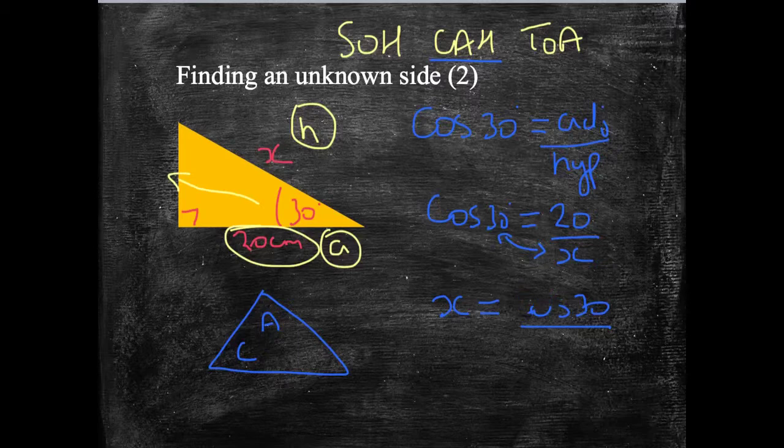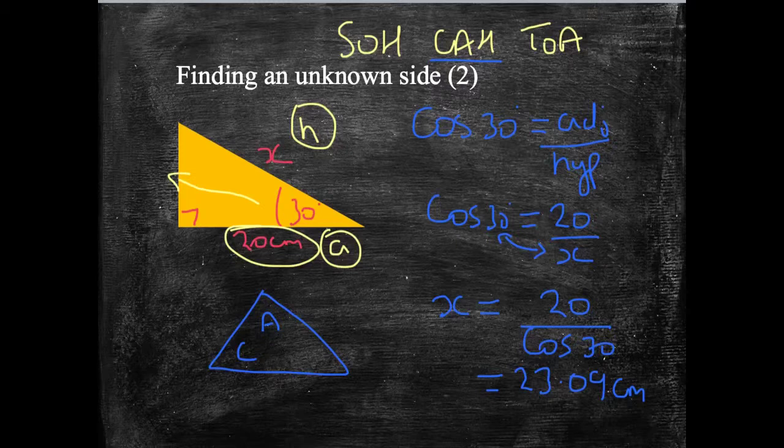20 divided by cos 30, and that gives you an answer. And again, I'm just typing this into my calculator, 23.09, and again it's centimetres.